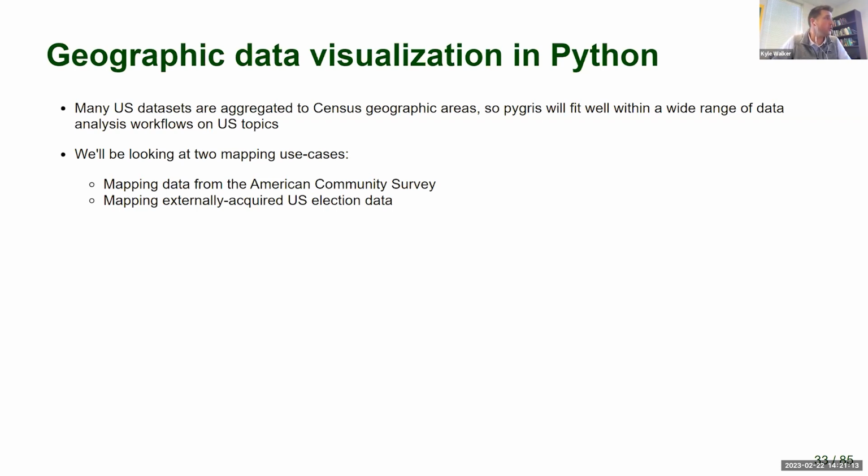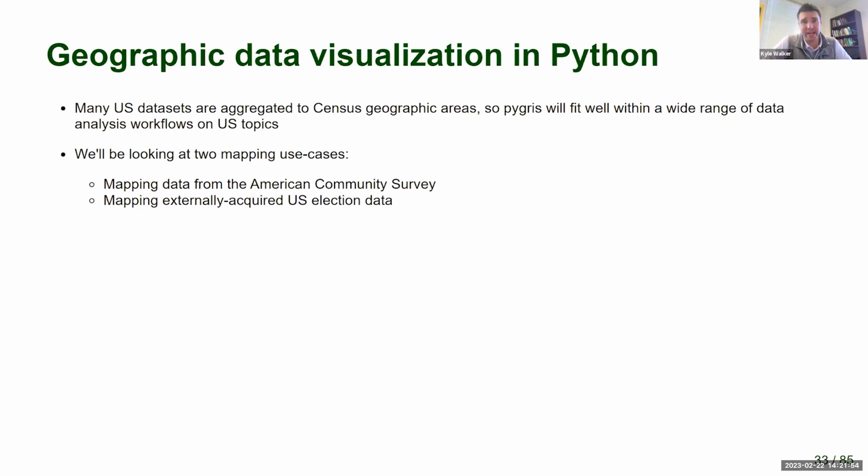And so we're going to look at two mapping use cases in this hour of the workshop and step you through some of the different mapping tools that are available in Python. And then really think through positives and negatives of different methods of visualization. So the first use case is mapping data from the American Community Survey, which is a main focus of this workshop series. I'll get into census data and the ACS and how we pull those resources in in just a moment, but that's going to be a very common use case for working with pygris in Python.